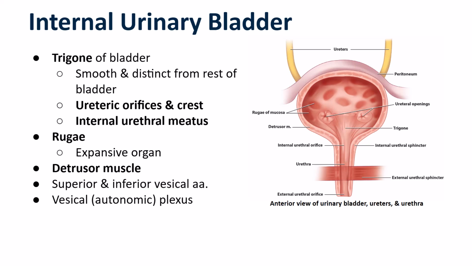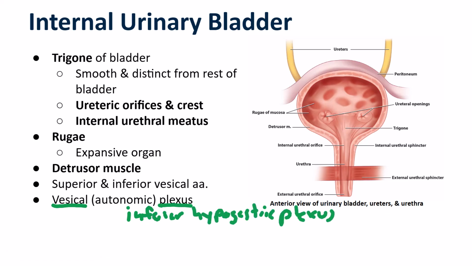In terms of its innervation, the bladder is innervated by the vesical plexus. The vesical plexus is an autonomic plexus, which is a portion of the inferior hypogastric plexus. The inferior hypogastric plexus is the clearinghouse of all of the pelvic autonomic plexuses.